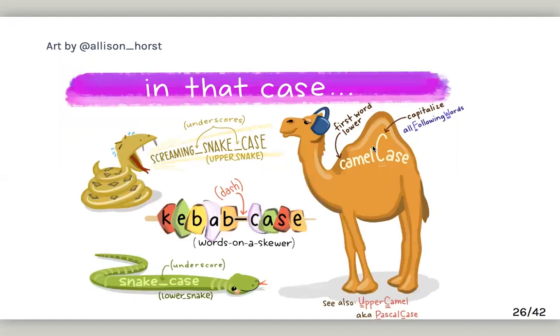Allison Horst is a wonderful artist and R scholar that you can follow on Twitter. She's amazing. She makes the best art for workshops and for your own teaching purposes. She has a very quick cheat sheet for the different styles, the different cases that you can use for your variable naming. And I found it very helpful.